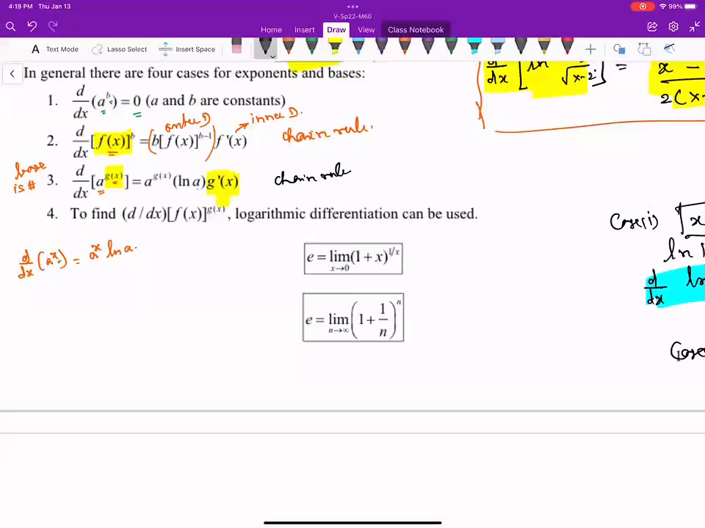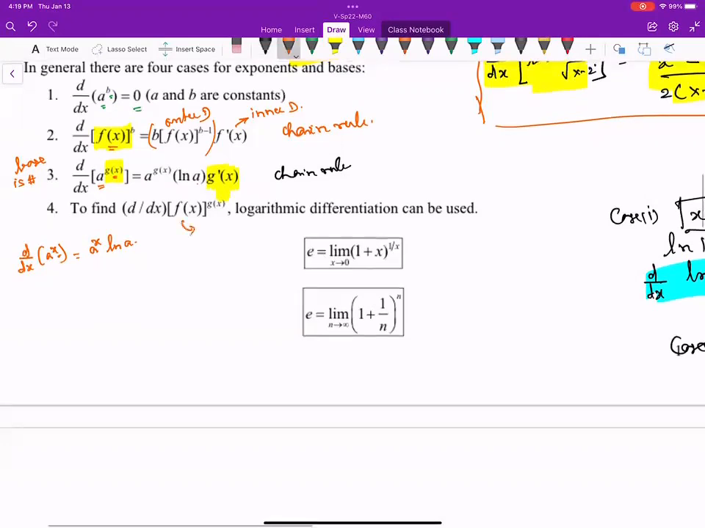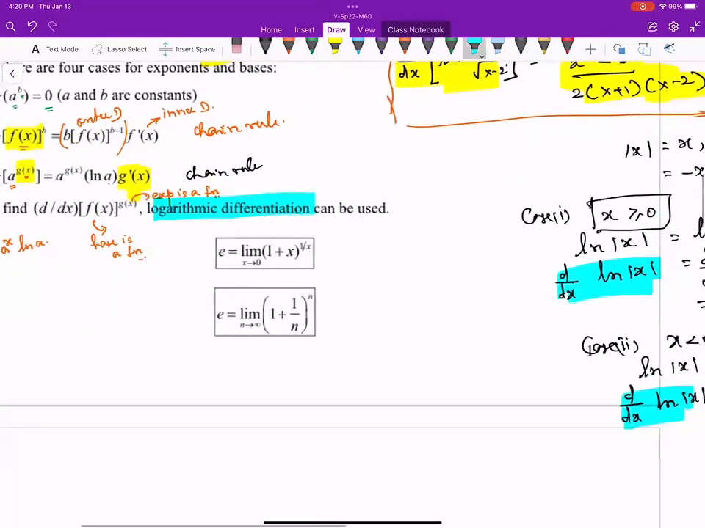Then to find d by dx of f of x to the power g of x, you note that here the base is a function. The exponent is also a function. If this is the case, then the only option is that we have to do logarithmic differentiation. We'll see problems based on this whole thing.